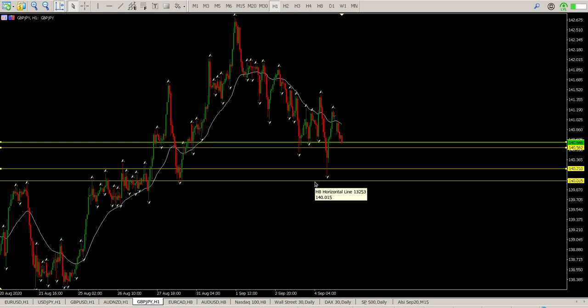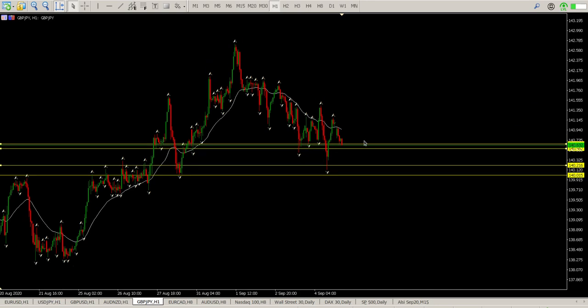Actually, 139.980 or something would be my stop loss, so I won't put a stop at 140. Okay, but yeah, I think for now, just wait and see what's going to transpire here.